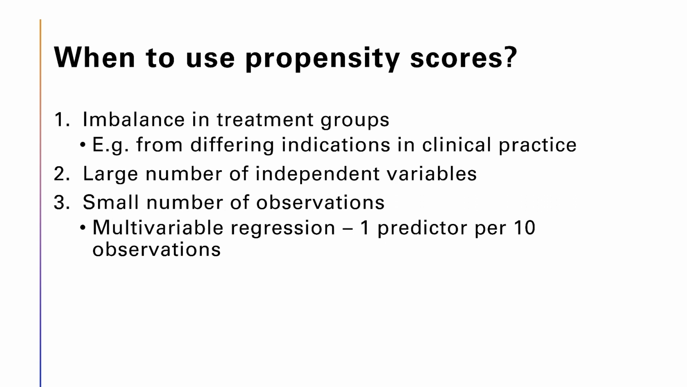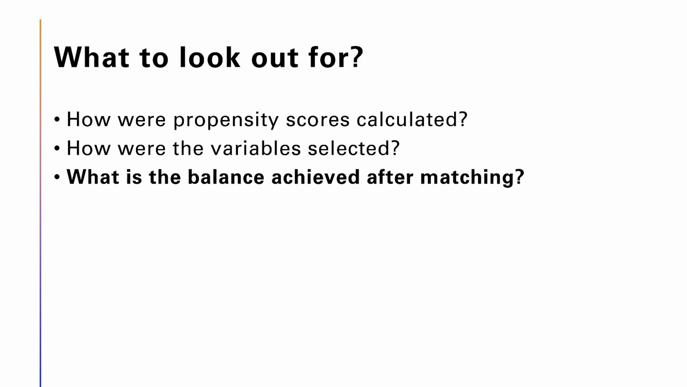With multivariate regression, it is standard practice for there to be one predictor per 10 observations. Hence, in these cases, it might not be possible to account for all independent variables via regression, but do remember that propensity score analysis has no such limitation.